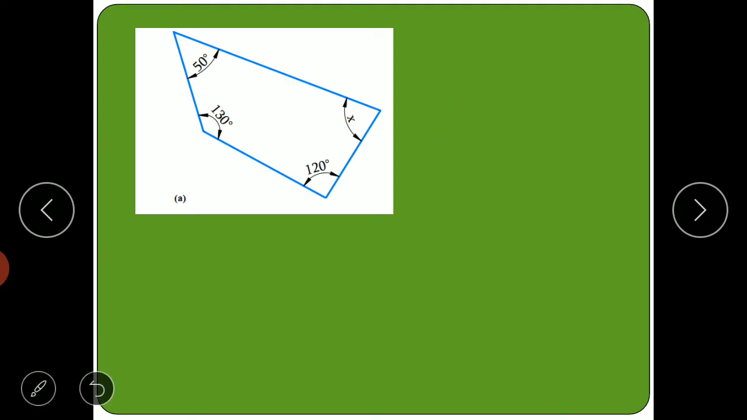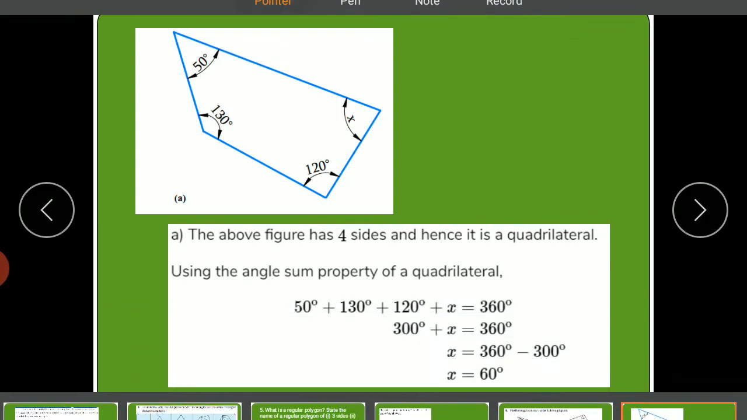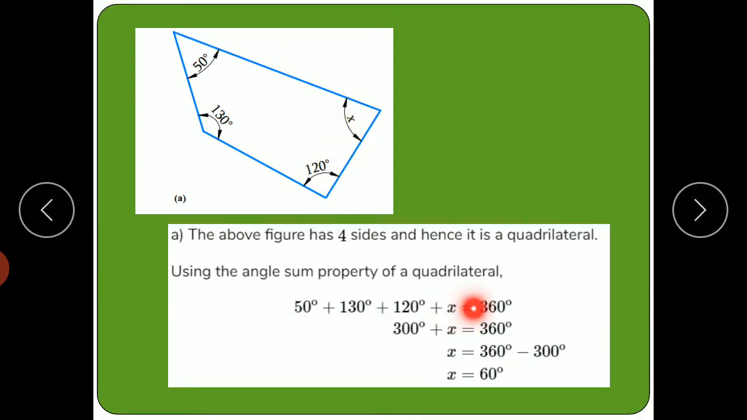So to get the measure of angle x, the very first step is to find out what type of polygon it is. Then apply the angle sum property, that is, find the sum of the angles of the given polygon. Since it is a quadrilateral, the angle sum is 360 degrees. So we add all the angles: 50 plus 130 plus 120 plus x equals 360 degrees, by applying the angle sum property of a quadrilateral.